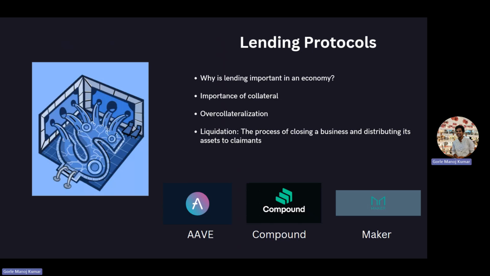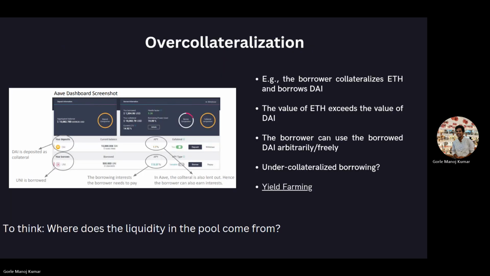So there are protocols actually, akin to companies in Web2 and the normal world. So we have protocols in blockchain, as you must be aware. So these are a few of the famous protocols which actually lend money. So as I said, over collateralization needs to be done.